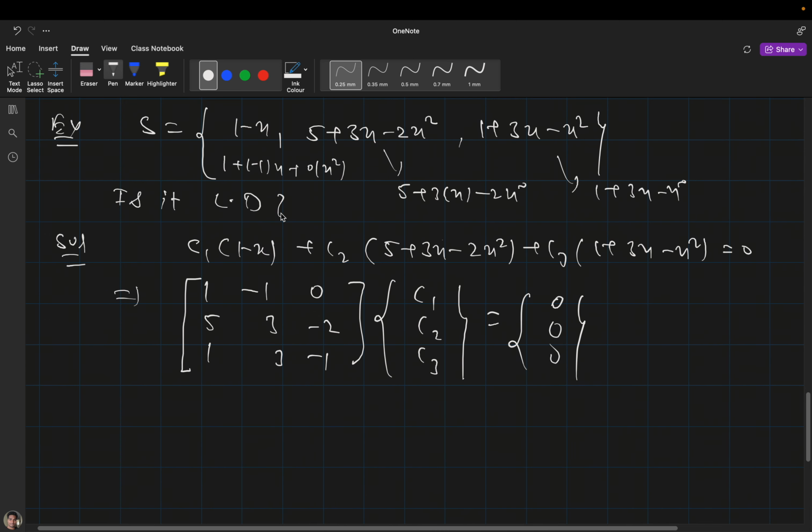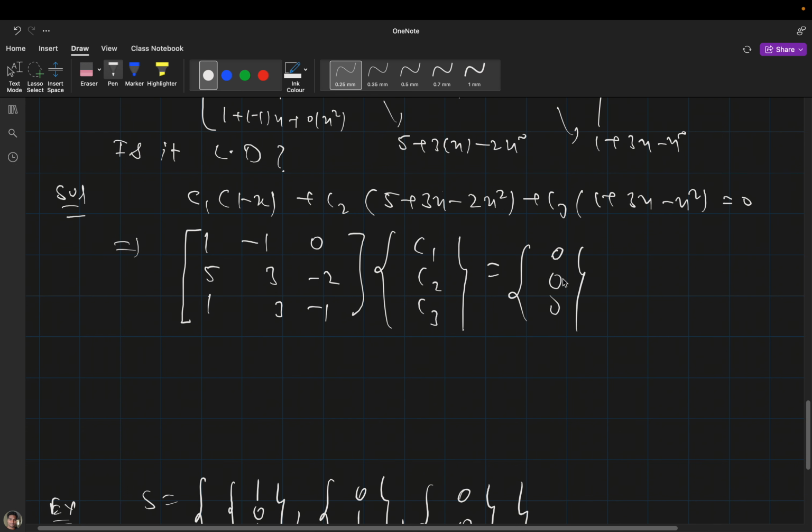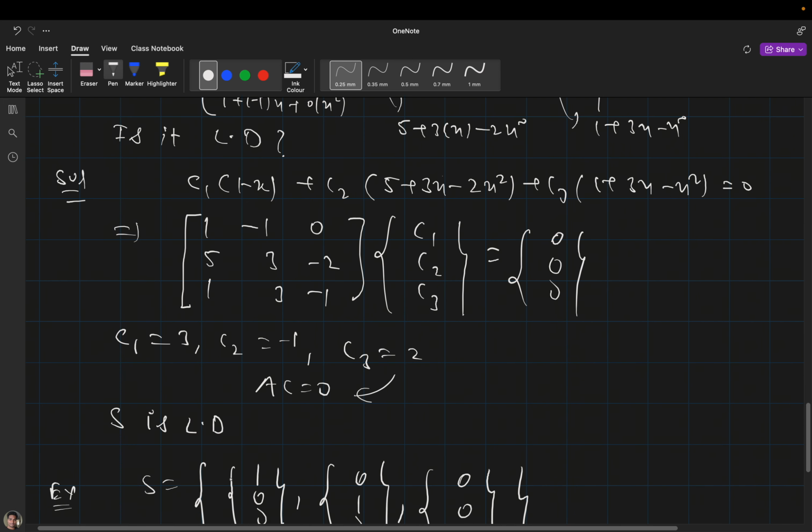Is it fine, what I am trying to write here? Yeah, fine, sir. So find at what condition we are getting this 0 0 0. What is the solution for C1, C2 and C3? Here you can check that if C1 equal to 3, C2 equal to -1 and C3 equal to 2, then the system AC equal to 0 will be satisfied, which means that S is linearly dependent. Is it fine?